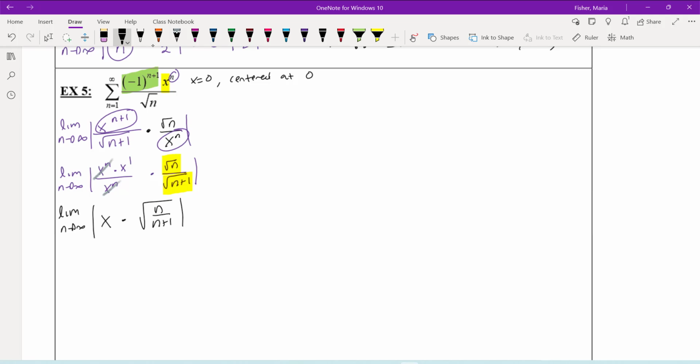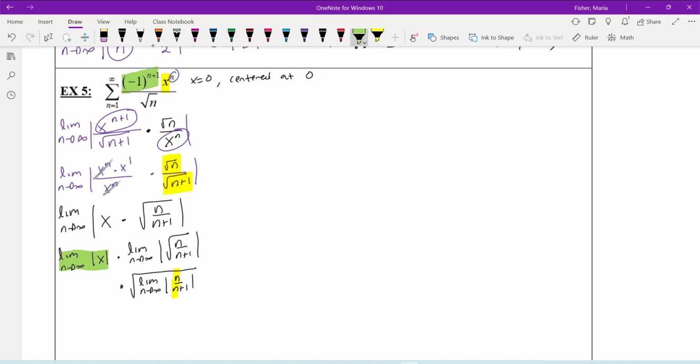I can split this up into two separate limits because the limit of a product is the product of its limits. So it's the limit as n goes to infinity of the absolute value of x, times the limit as n goes to infinity of the absolute value of the square root of n over n+1. Just like we did in our ratio test video, since this is the limit of a composite function, we can rewrite this as the square root of the limit as n goes to infinity of the absolute value of n over n+1. This is just a rational function, and that's really just n over n, which reduces to 1, so it's the limit as n goes to infinity of 1.